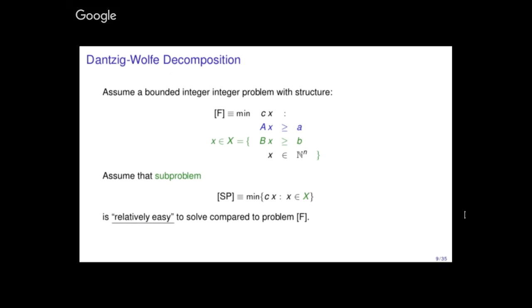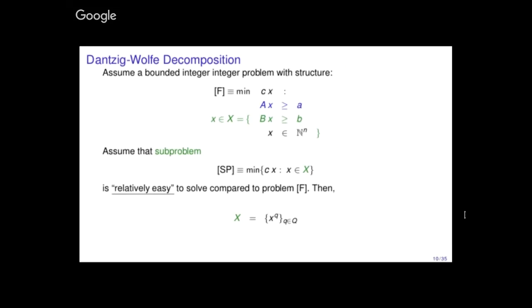So now, how do you reformulate a problem? In the simplest case, imagine you have your F problem, composed of two parts, the blue part and the green part. The blue part is making your life hard, and the green one is what we call the subproblem. Imagine this is relatively easy to solve compared to the original problem, the F problem. By relatively easy, I mean that in theory you can enumerate all the integer feasible points of the green problem. Let's say you can do that and call this set of points X.